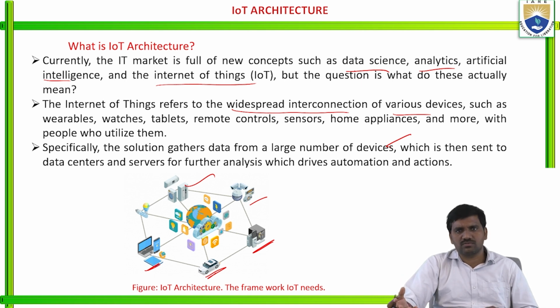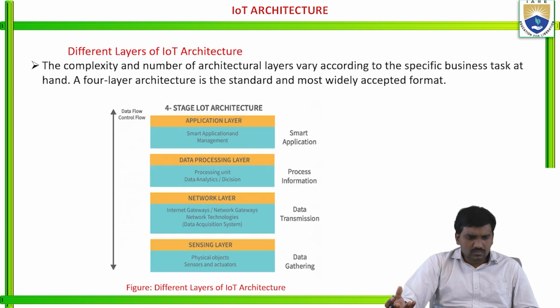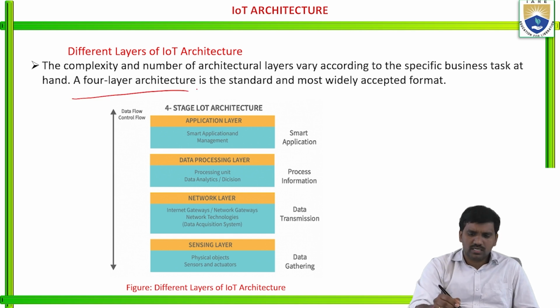It's a minimum process that will happen. So next, different layers of IoT architecture. This is a four-layer architecture. Up to now we have discussed three to five layer architecture, and six layer architecture also indirectly. So now this is the four layer architecture.